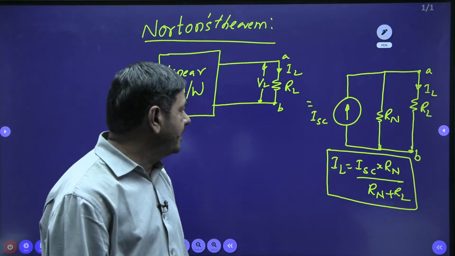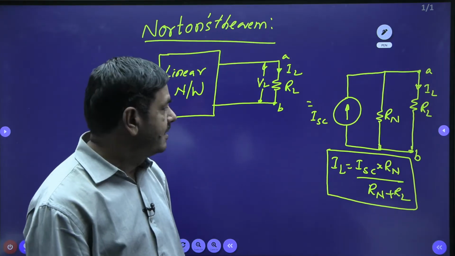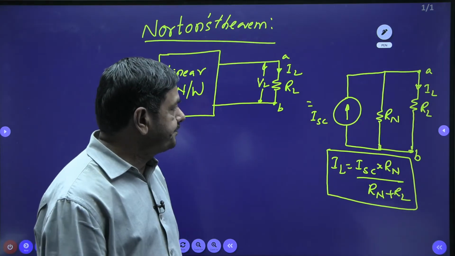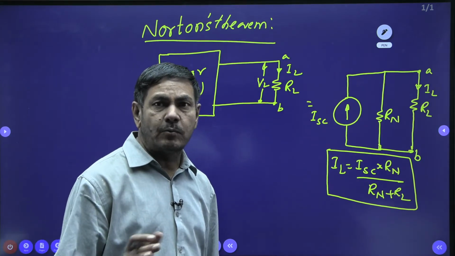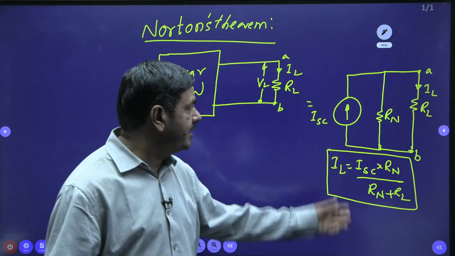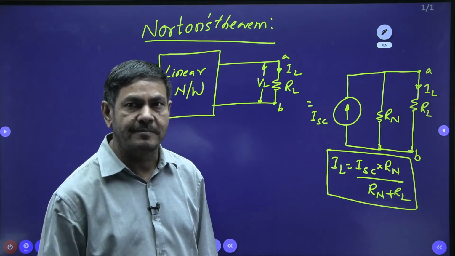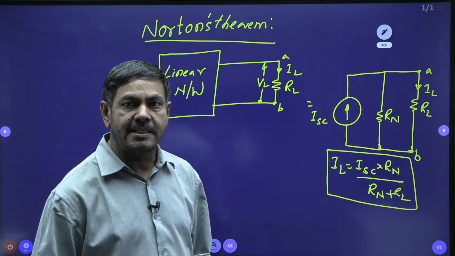But how to find this ISC and how to find RN is more important here now. RN is very simple. In the same way you calculated the Thevenin's equivalent resistor, you need to calculate this RN also. RTH and RN will be the same. It won't differ. How did you calculate RTH in the last session?